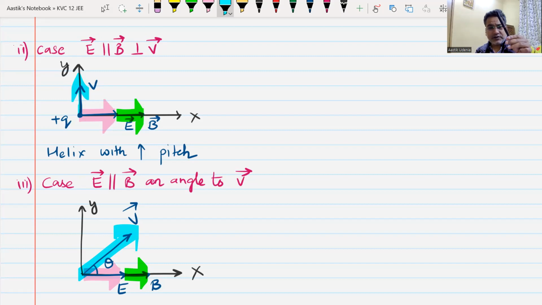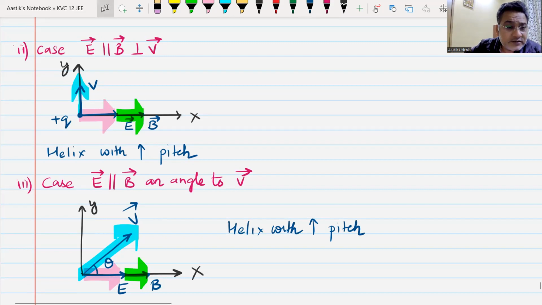This velocity can be resolved into two components, one is the x component and one is the y component. Yes or no? Yes, sir. Because of the y component and the magnetic field, it will rotate. Because of the x component and the electric field, it will move forward with increasing velocity. So this will also be the same. This will be a helix with increasing pitch. Do we understand this? I am giving you 2 minutes to note this down.